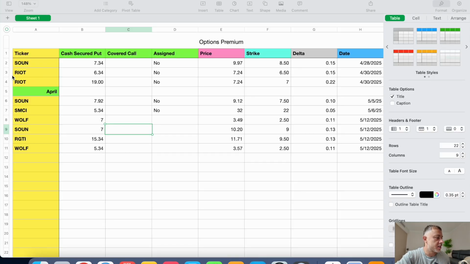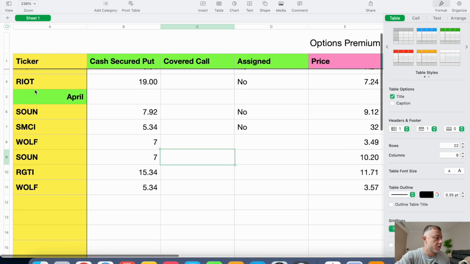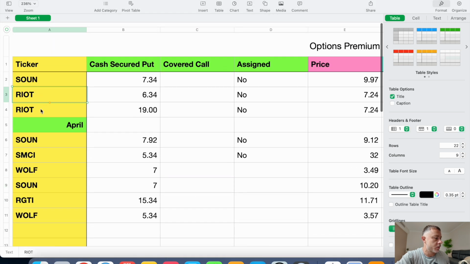You can see on the left-hand side here, I got the ticker symbols that I sold the put options on. So Sound, Riot, I sold those in April. You see here, I put what it is, a cash secured put or a covered call. And under cash secured put or covered call, whatever one it is, I put the amount of money that I actually made from those. And then assigned just means if I got issued those shares, or if nothing happened, they expired worthless and I kept all the money and didn't have to give anything.